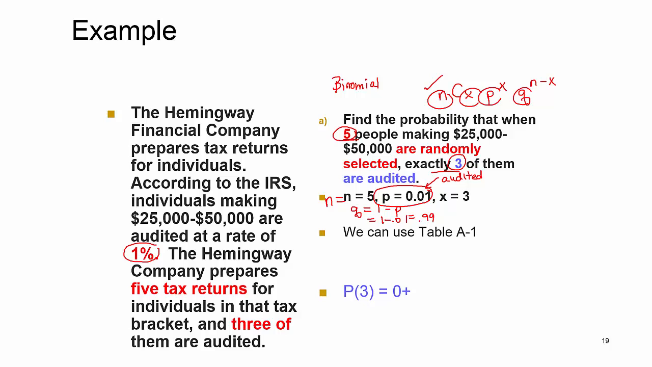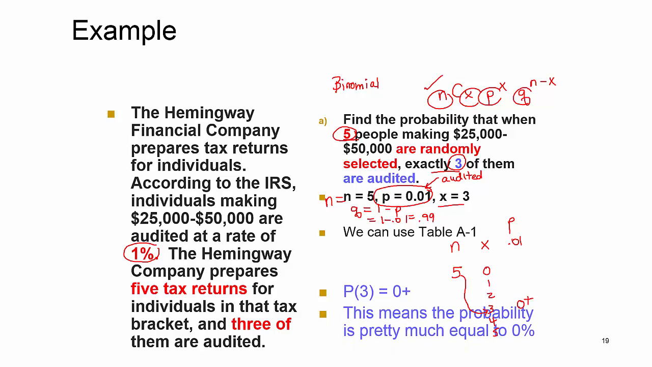Okay, so when I go to table A1, what I'm doing is I'm going to n, and n is 5. And then when you look at your x's, it's going to be 0, 1, 2, 3, 4, or 5. So we want to find exactly one x. So x is 3. So we go to 5, we go to 3, and then we want to look at our p. So for the p, it's 0.01. And so the answer there is 0 plus. So it's a very, very small probability when it says 0 plus. It's a positive probability, but it's just a very small probability.